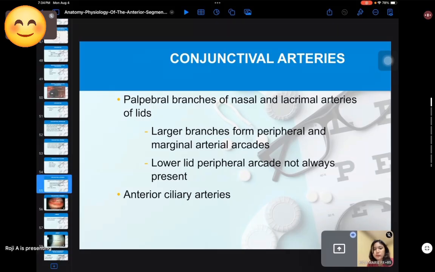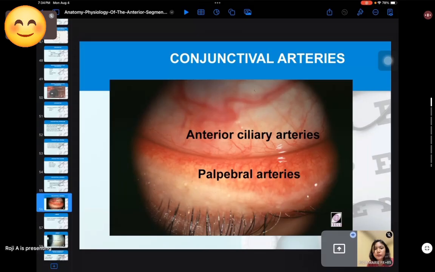Okay, so the conjunctival arteries: the palpebral branches of the nasal and the lacrimal arteries of the lids, larger branches from the peripheral, and the marginal arteries arcade. So the lower lid peripheral arcade is not always present. The anterior ciliary arteries, which is here, as you can see, against your palpebral arteries. So at least you would know them by location. Rika, you would know them by location. The other one is on the sclera, while the other one is on the palpebra. Correct?